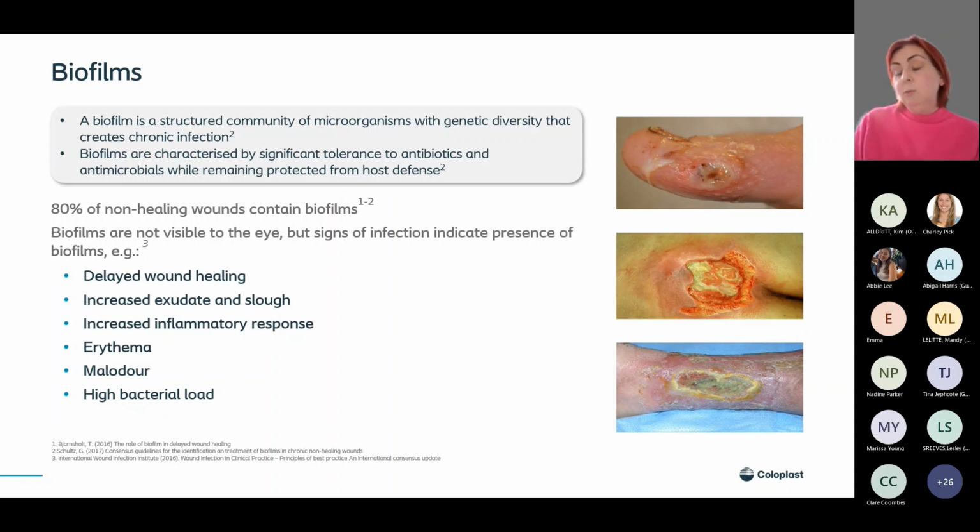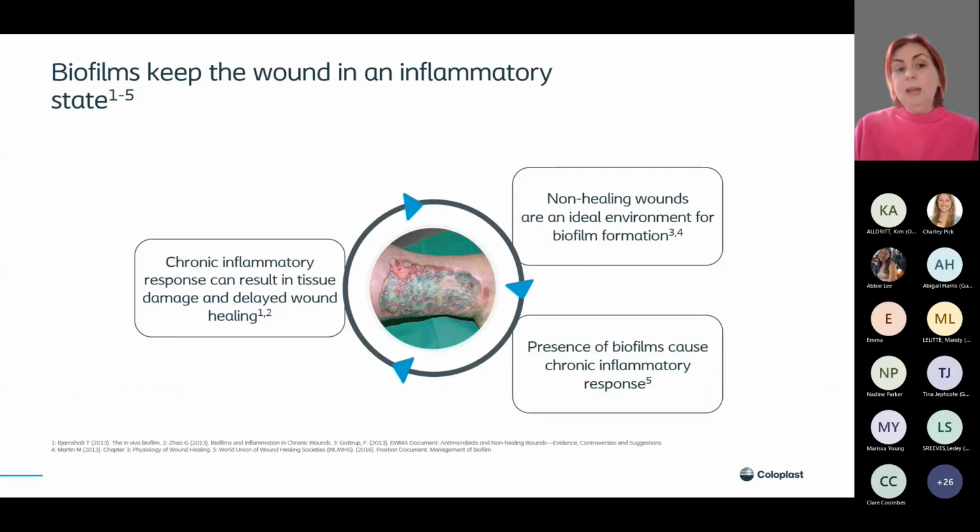So what we know is 80% of non-healing wounds contain biofilms. So there is a chance, if you've got a patient with delayed healing, that biofilms could be one of those issues that's causing the problem. But signs of infection can indicate the presence of a biofilm, whether it's just delayed healing, where you've excluded all other factors which may influence that patient's healing potential. There might be increased exudate or an increase in slough. There might be an increased inflammatory response for that patient. You might be seeing more and more signs of localized infection, such as erythema or redness, malodor, all indicating that there's a high bacterial load. And we get this chronic vicious circle of inflammatory response.